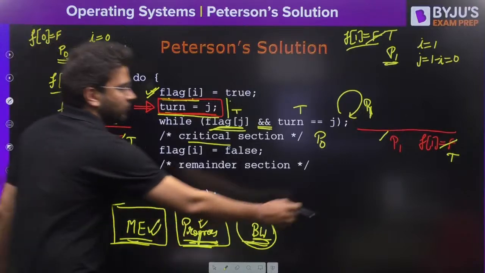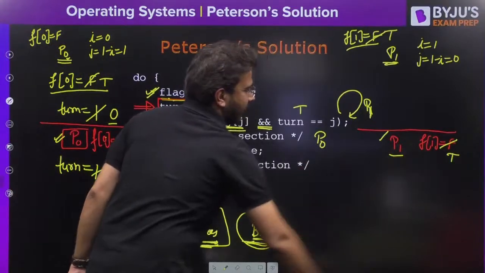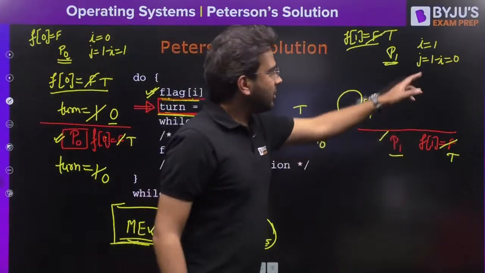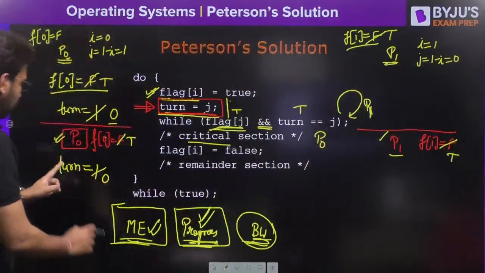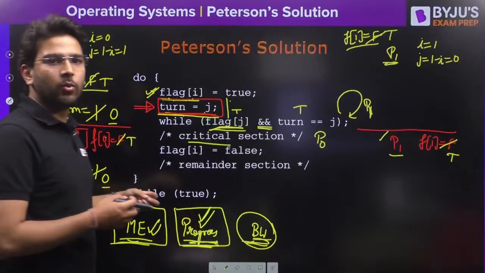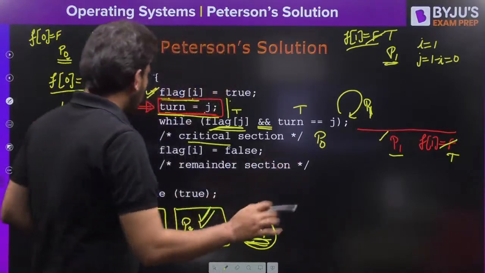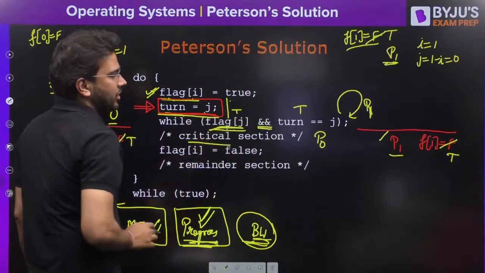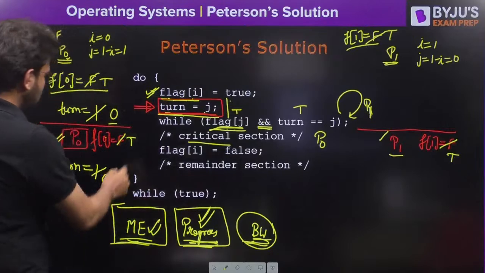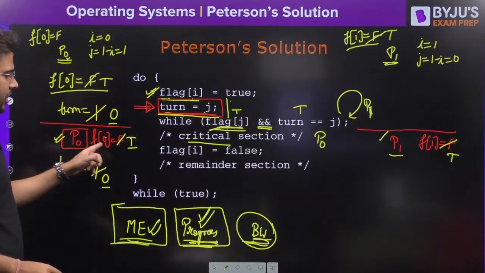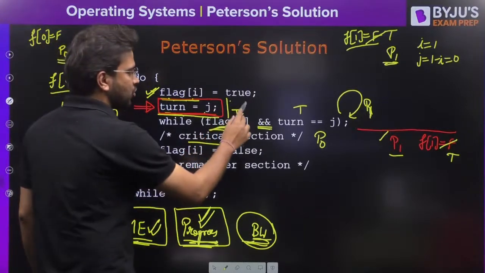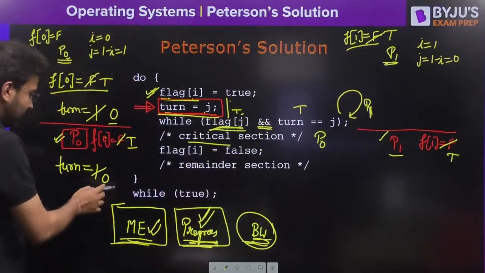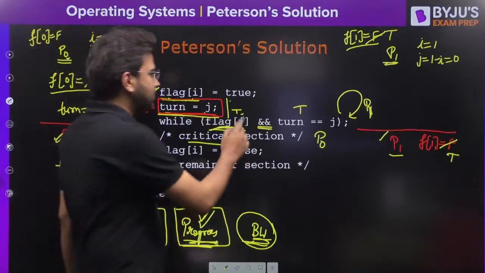Turn is equal to 0. So we executed P1 then, and flag of 1 is equal to true, then turn is equal to j. So for P1, j value is 0, so turn will be equal to 0 here. Clear? Now, let's say P1 is continuing its execution. While flag of j, is it true? Yes, it is true, because flag of j is 0, flag of j is true. This is true, fine. And turn is equal to j? Yes, turn is equal to j. That means both are true.